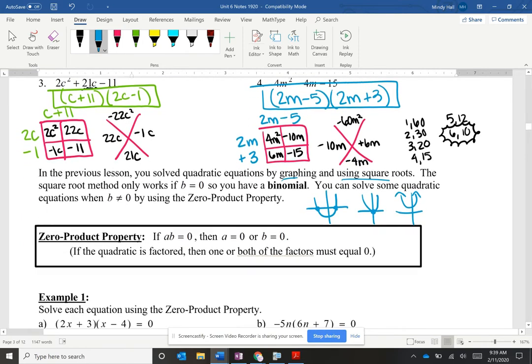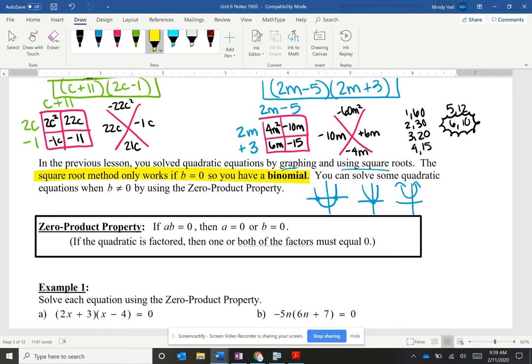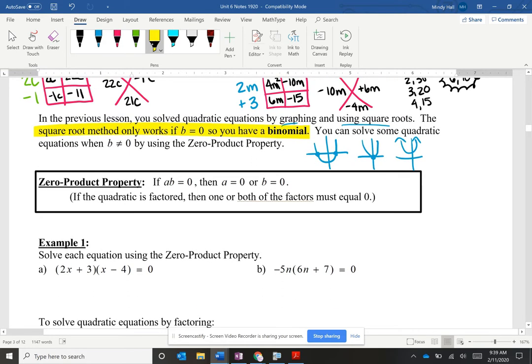Now, the square root method only works if b equals 0, and so you would have to have a binomial. But you can solve some quadratic equations by using the zero product property when b is not equal to 0. So the zero product property basically just says that if two things multiply together, a and b equals 0, then we know that either A equals 0 or B equals 0, and we don't know which case it is, and so you have to do both. So when you factor a quadratic, then both of your factors must be equal to 0.